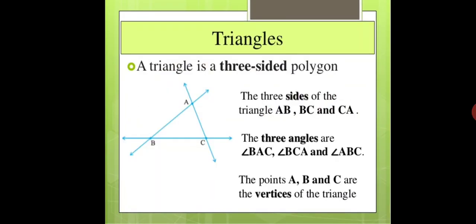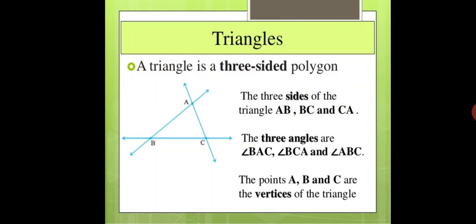Triangles. What is a triangle? A triangle is a three-sided polygon. The three sides of the triangle are AB, BC and CA. And the three angles are angle BAC, angle BCA and angle ABC. And the names of the angles are angle A, angle B and angle C.